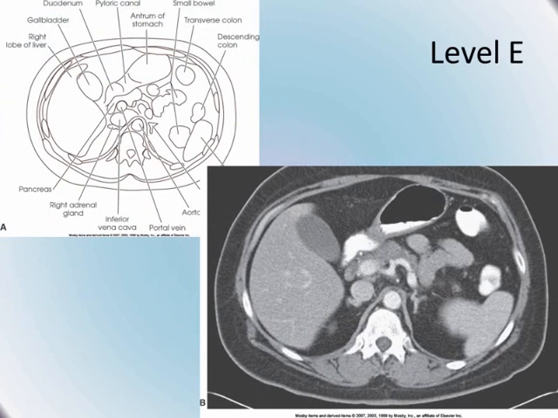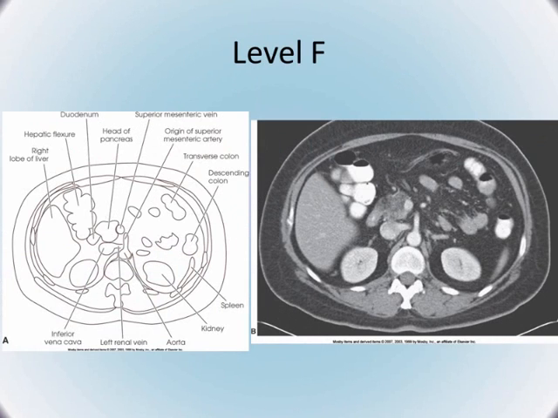At level E, we can see the gallbladder, the pancreas, the right adrenal gland, the inferior vena cava, the aorta, the left adrenal gland, which now looks like a Y, the spleen, the descending colon, the transverse colon, the small bowel, which is kind of feathery, and the stomach, as well as the pyloric canal.